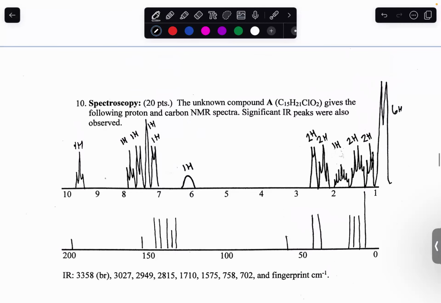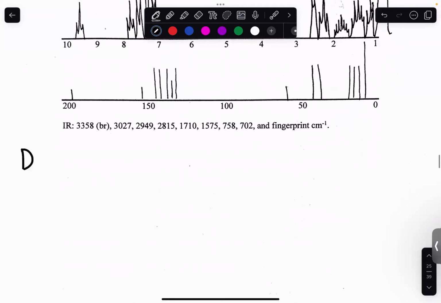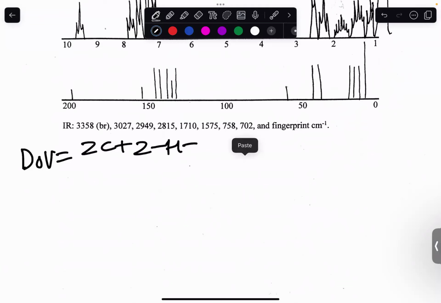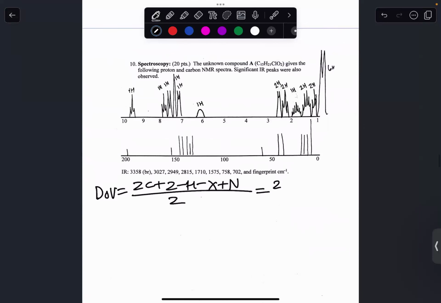The first thing we do is to calculate the degrees of unsaturation, which is 2C plus 2 minus H minus, what was it? Minus X plus N all over 2, right? We have 15 carbons, that's a lot. 21 hydrogens, 1 chlorine, and 2 oxygens. Okay, this is going to be a big molecule. Plus 2 minus 21 hydrogens minus 1 halogen. We have 1 chlorine. We have 0 nitrogens, right? All over 2.